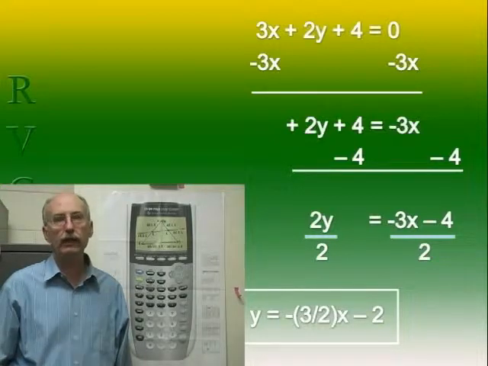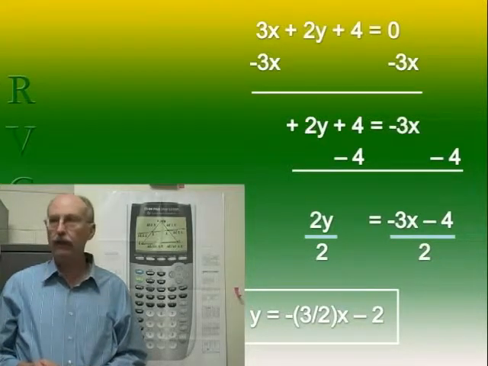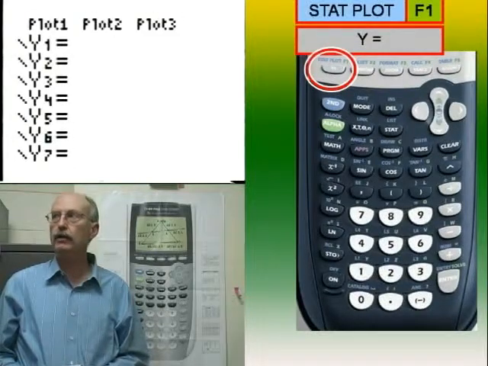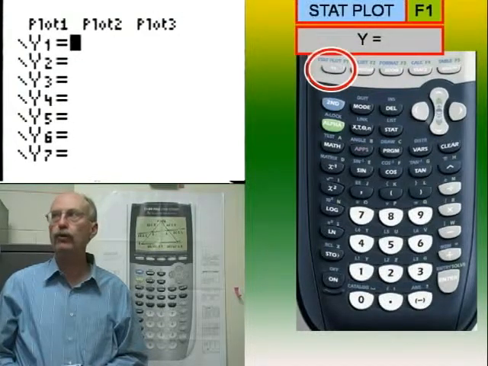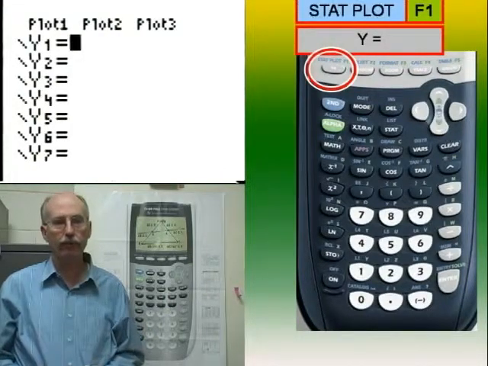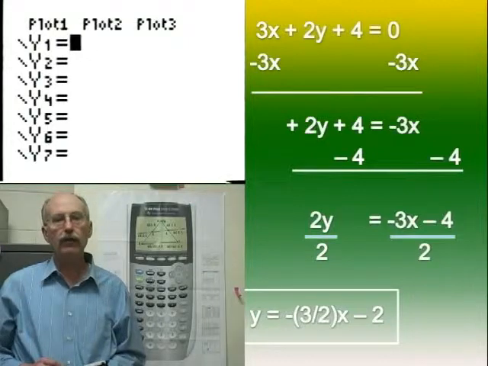Let's now turn on the calculator and enter it into the calculator. First, we're going to get to that y equals screen, and you know that the top left-hand button is the y equals button. Press it, and we see the y1 equals, y2 equals, y3 equals. We can enter multiple equations if we want to here, but we're only going to deal with one at a time when we start. We decided that this function is y equals minus 3 over 2 x minus 2.